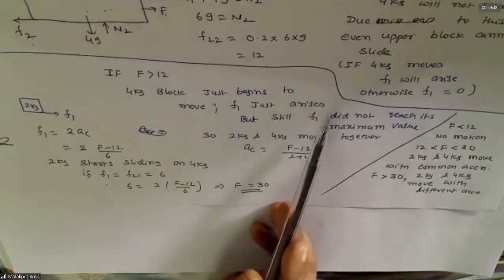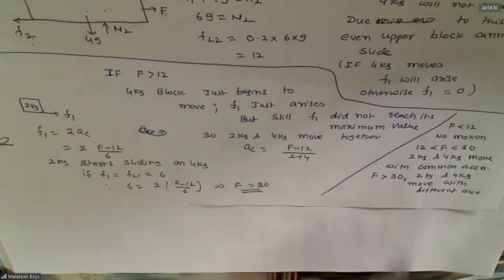F1 just arises. Still, it did not reach its maximum value. It will reach its maximum value at what? F is equal to 30. Agreed? Yes, sir. Understood this? Yes, sir. So unless this reaches 30, there is no relative motion between them. Understood this? Yes, sir.